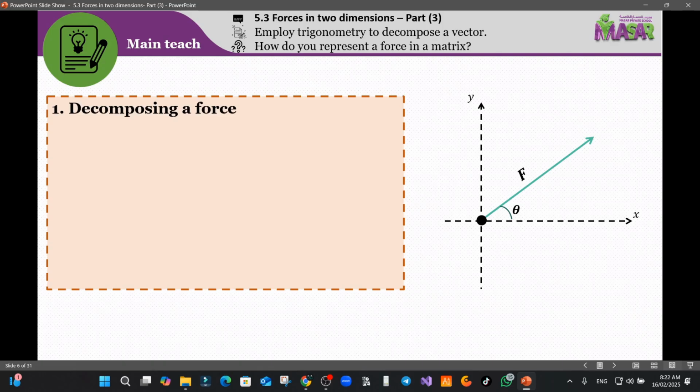Today, we will cover lesson 5.3 Forces in Two Dimensions, part 3. We will also walk through the corresponding applications and homework questions. Let's get started. Decomposing a force.